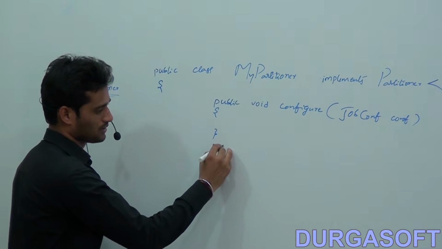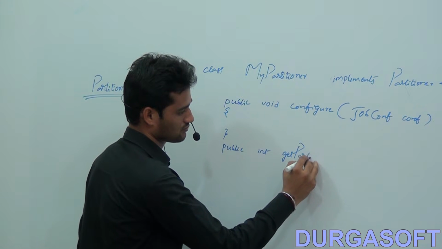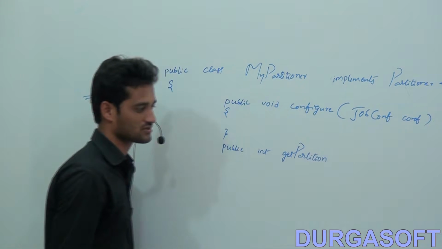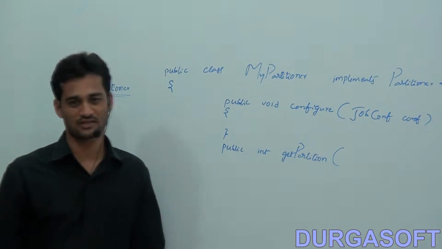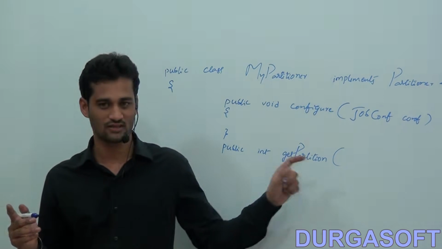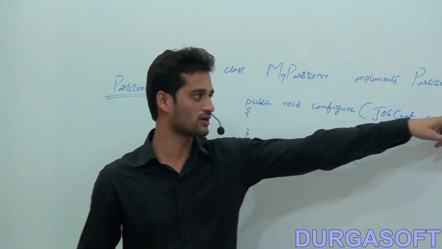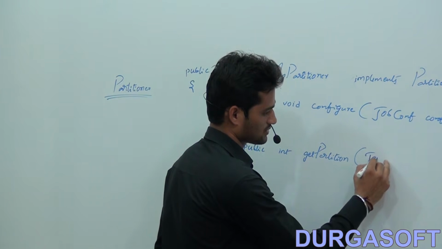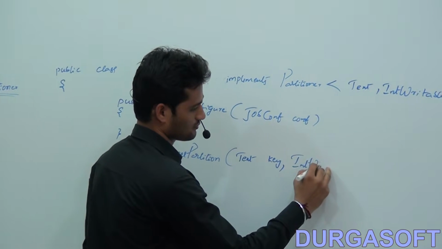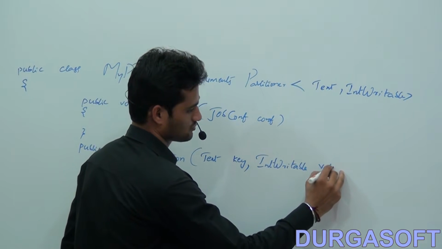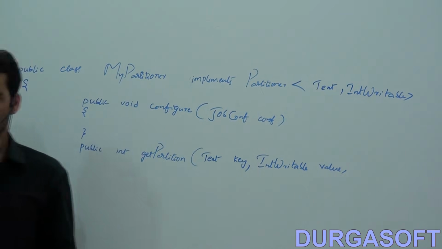Next, one more method is public int getPartition. This getPartition method is expecting 3 parameters. One is the input key type, the same generic type we are passing, so that is Text. Text key I am giving. Next one is IntWritable value, comma. Here we have to specify the number of reducers that you want to take.